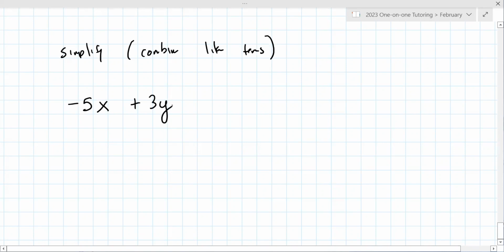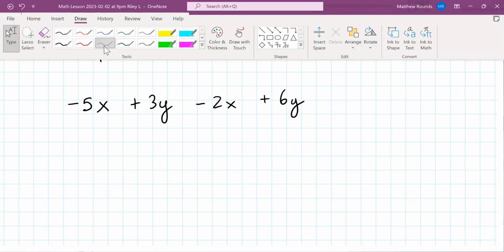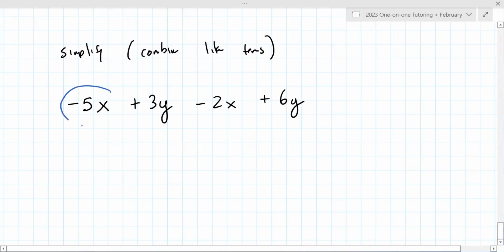All right, minus 5x plus 3y minus 2x plus 6y. Okay. So what I like to do, and I've obviously got the little advantage of having the different colors right available, but I like to circle the like terms.